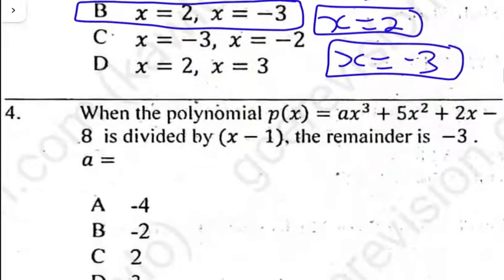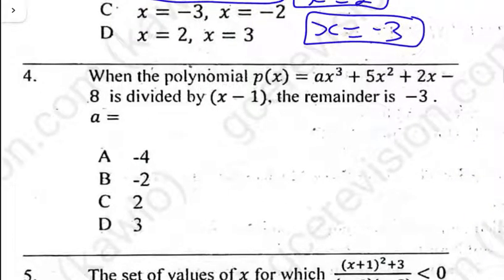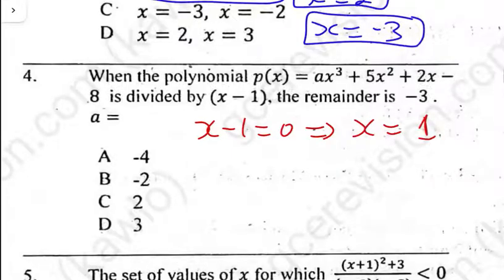Question 4. When the polynomial p of x equals ax cubed plus 5x squared plus 2x minus 8 is divided by x minus 1, the remainder is negative 3. What is the value of a? First of all, we know that x minus 1 equals 0, implying that x equals 1. And since it leaves a remainder of negative 3, what does that imply? It implies that p of 1 is equal to negative 3.